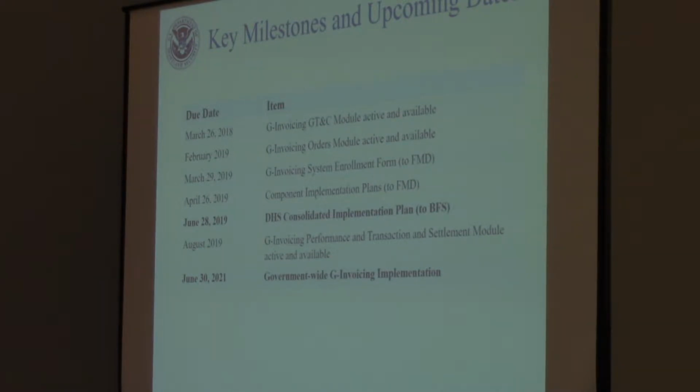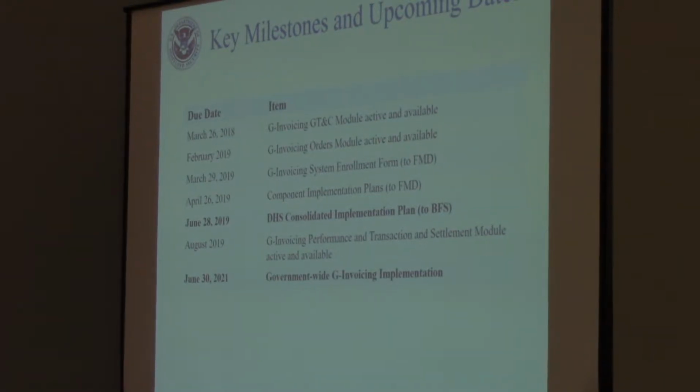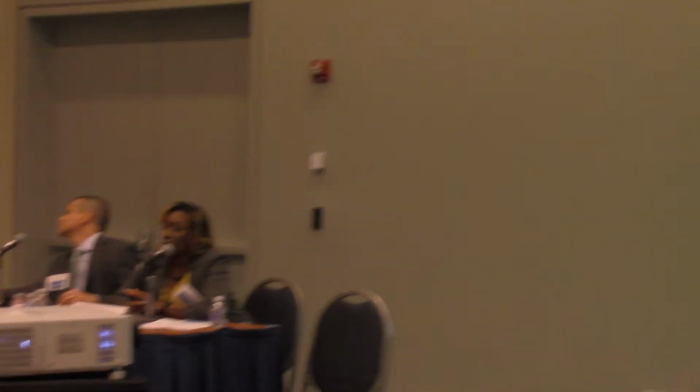Again, here are some of the deadlines that we have set so far. Some of them have already passed. But the major one we're working on right now is submitting to the Fiscal Service the implementation plan for the DHS-wide overall G-invoicing implementation, and then we are on track to meet the mandate by June 30, 2021. So I will turn it over to Keith, and he will go more into depth about G-invoicing and what interfaces they have already implemented and what will be forthcoming with G-invoicing.